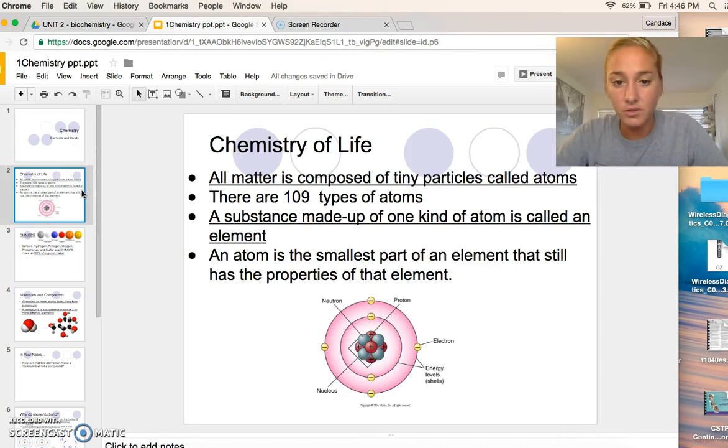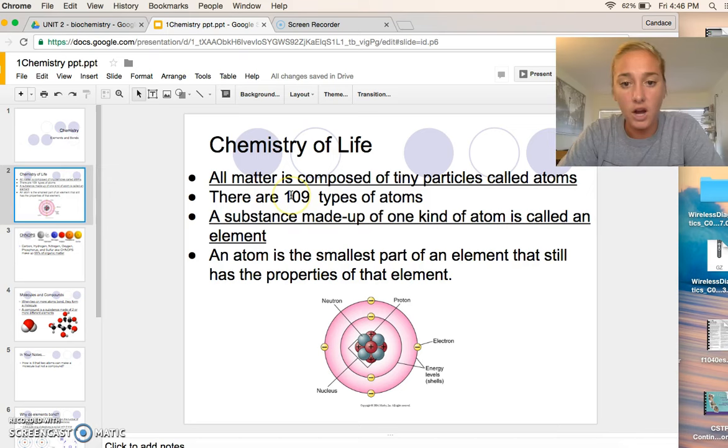Okay, so chemistry of life. These are just some basic definitions we need to know. All matter is composed of tiny particles called atoms. If you don't remember from previous classes, matter is anything that has mass and takes up space. It's not everything in our universe, but it's pretty much everything that we can see and feel and interact with. So it's all made up of atoms.